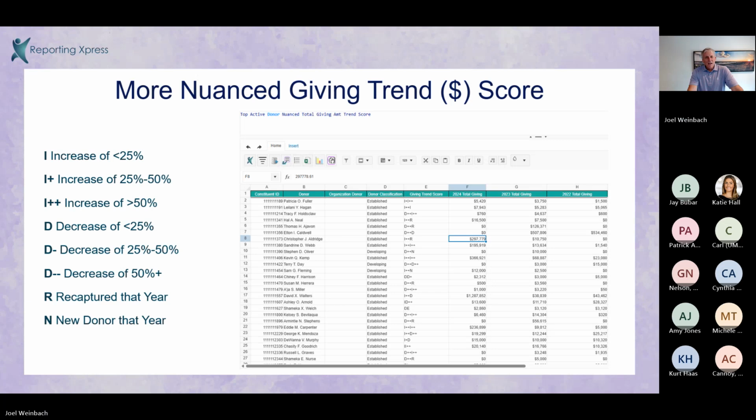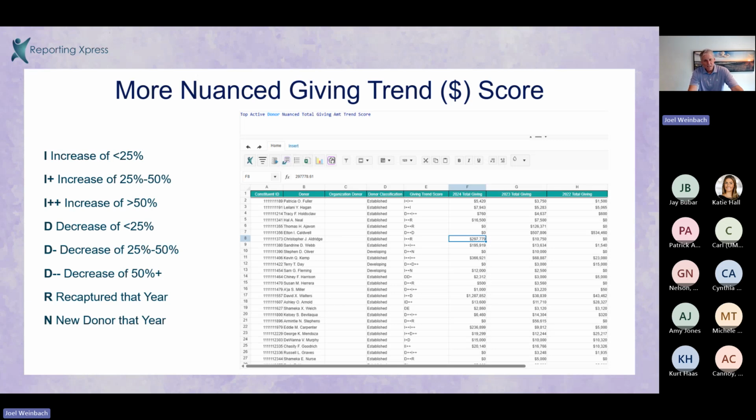Now, I can add nuance to that, because while that's useful, having more detail could be more useful. So in this case, I'm going to add some different layers to it. An I just means they gave more, but less than 25% more. An I plus means they increased from 25 to 50. An I plus plus means their increase went up over 50.